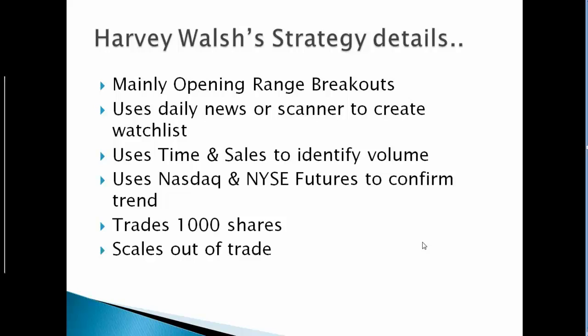He scales out of the trade, so he'll close 500 shares at a time. So he'll trade 1,000 shares and close 500, and then close another 500 to finish off with. But he enters at 1,000 shares. He closes on a break of the 10 moving average. So his strategy calls for him to close on a break of the 10 moving average.